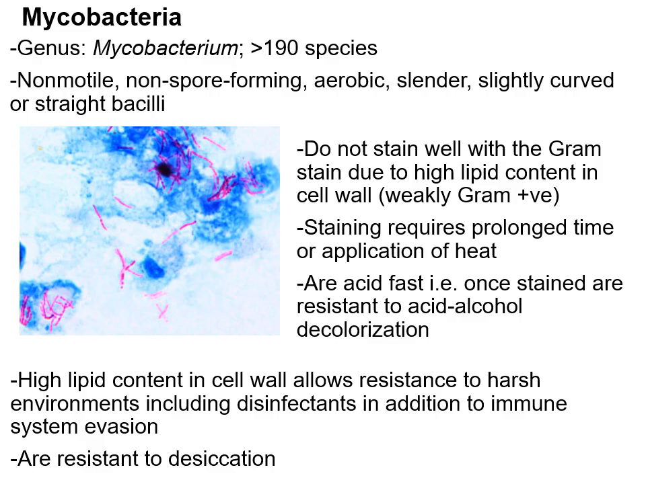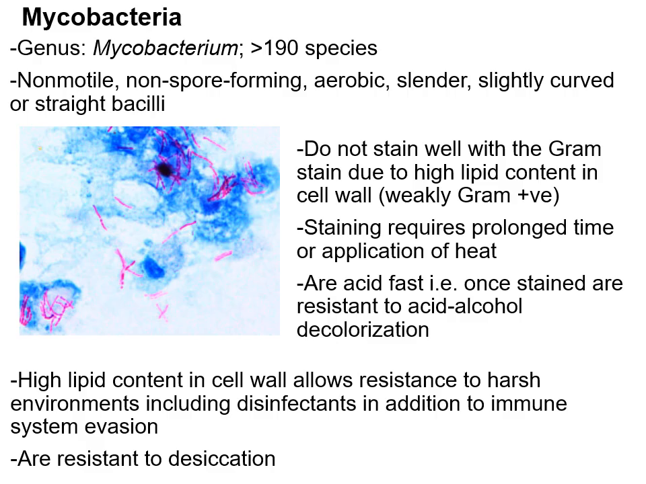They do not stain very well with your typical gram stain because they have a high lipid content in the cell wall. However, you may see them as weakly gram-positive. So staining requires application of heat and prolonged time of staining. As you'll see later, we will talk about how you may stain these organisms, but due to the method of staining, they are referred to as acid-fast. Once they are stained, they become resistant to acid-alcohol decolorization.